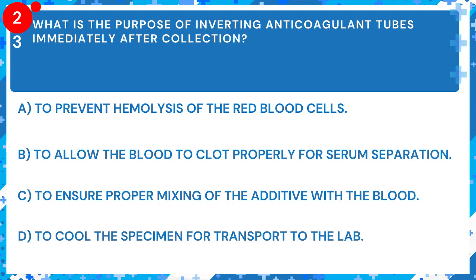Question 23. What is the purpose of inverting anticoagulant tubes immediately after collection? A. To prevent hemolysis of the red blood cells. B. To allow the blood to clot properly for serum separation. C. To ensure proper mixing of the additive with the blood. D. To cool the specimen for transport to the lab.